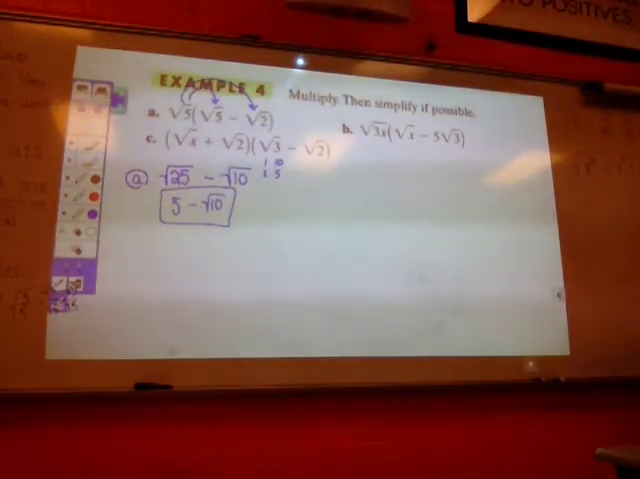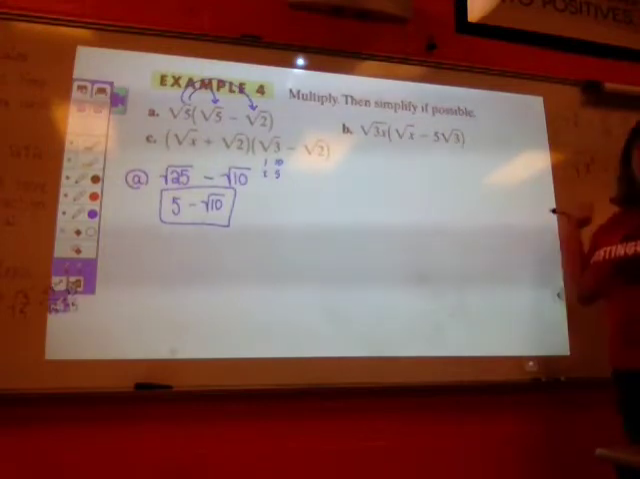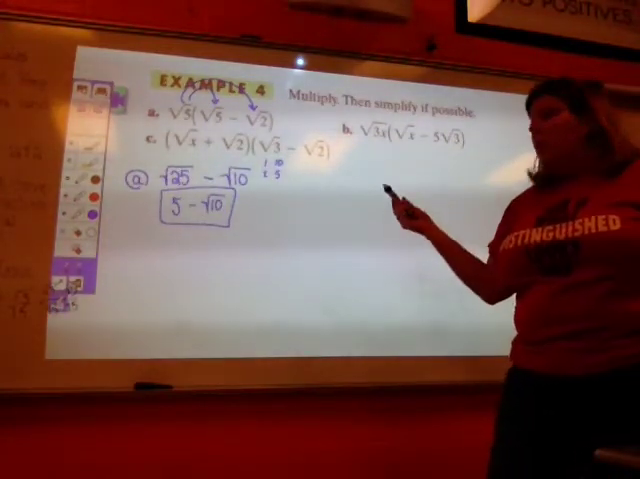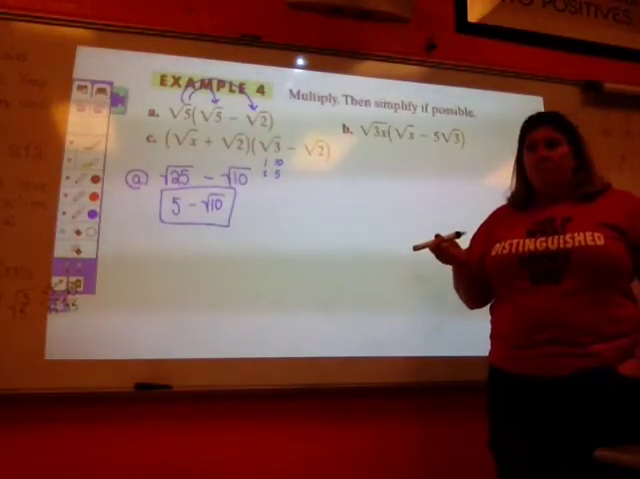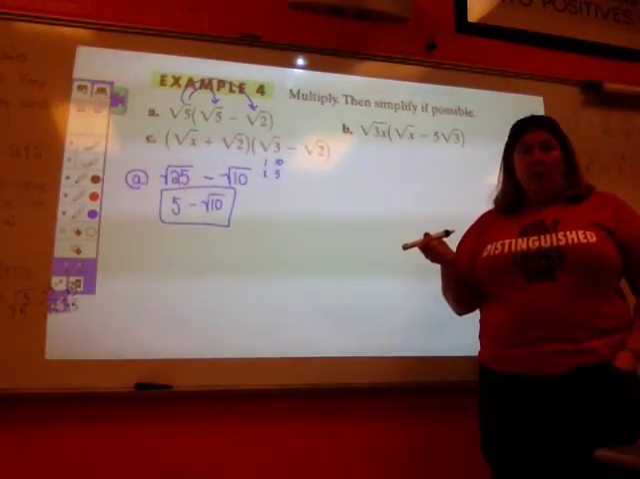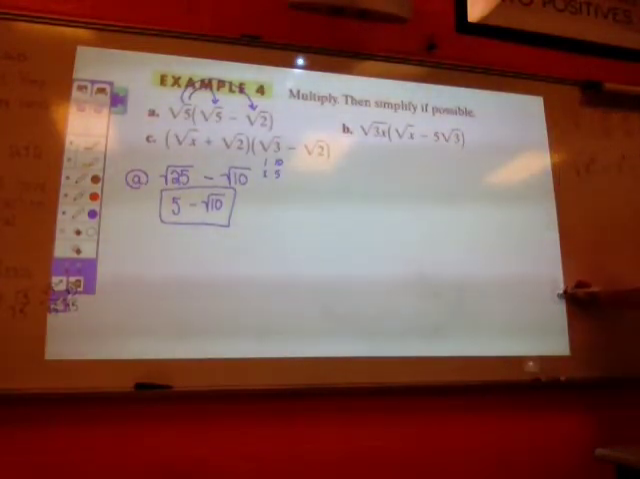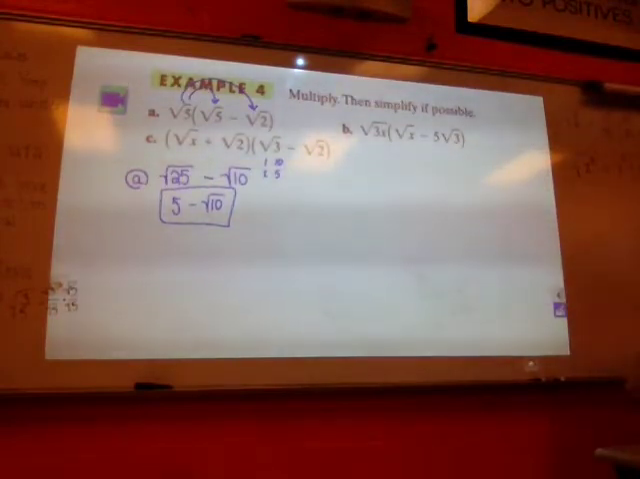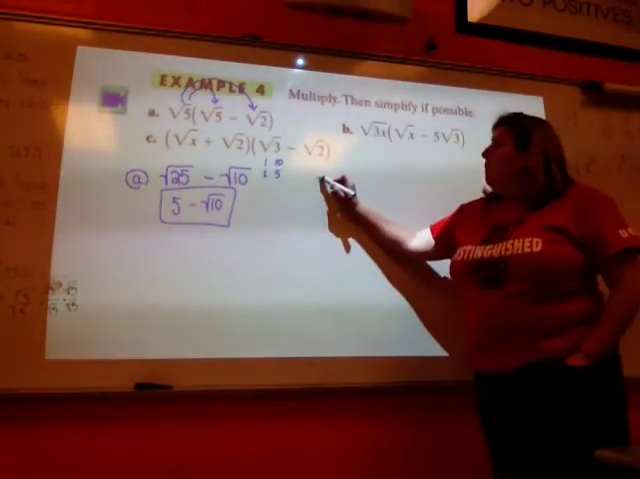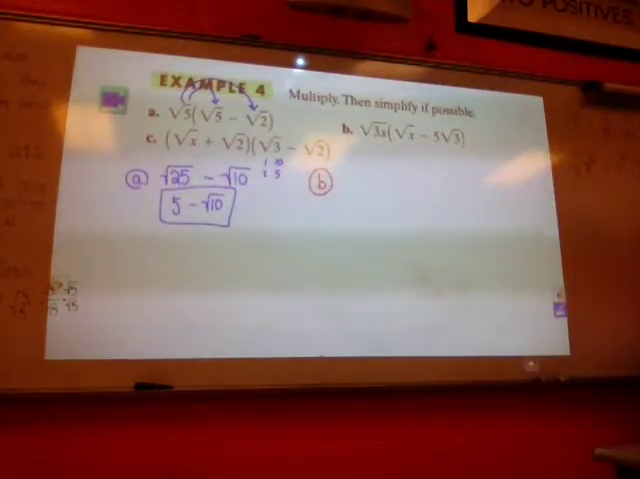Can I put those together and make it 5 square roots of 10? No. What about negative 5 square roots of 10? No. These are not like terms. I cannot combine them. Are we okay with that one? All right, go ahead and try B, and then we'll do it together.